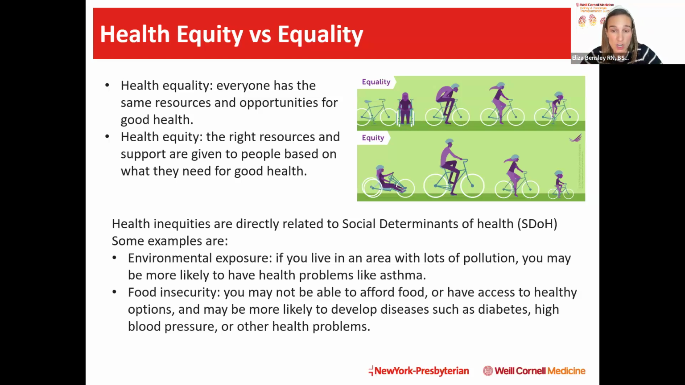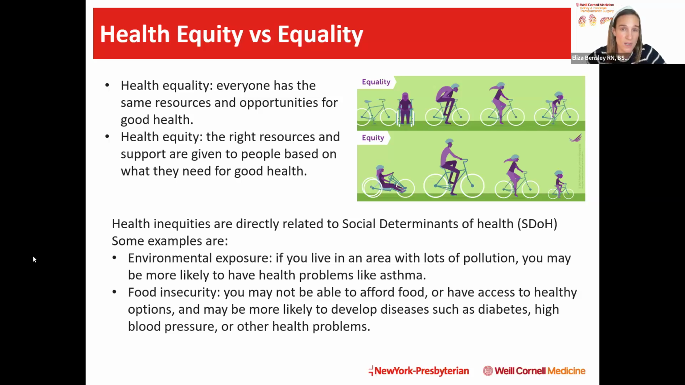foods, you have food insecurity, maybe you can't afford food, or there just aren't healthy options like food deserts, which we know to exist, where there aren't places that are selling fresh produce. There are corner stores where there's only processed and packaged goods. So those people in those areas may be more susceptible to developing diseases such as diabetes, high blood pressure, and other health problems, because often processed foods are packaged with a lot of sodium and preservatives and sugar. Those are some examples of health inequities that are directly related to social determinants of health.